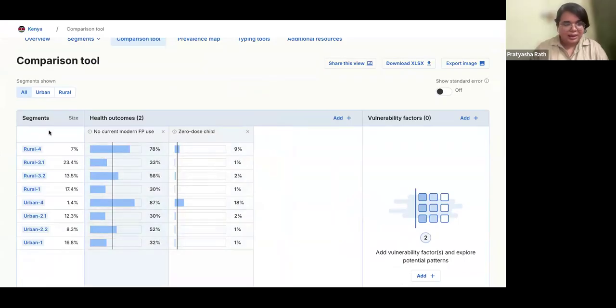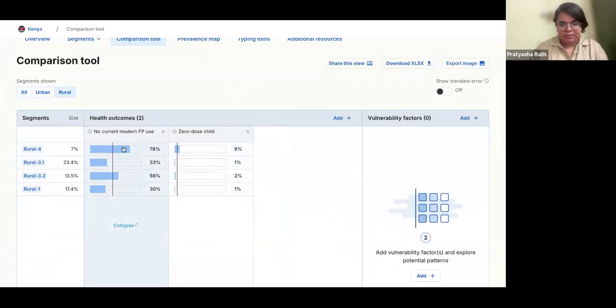And what you see is that if I just select the rural segments, there is a clear distinction between the zero dose prevalence between some of these segments and the family planning numbers that are coming up. Which gives us an indication that probably clinic access is not the problem. Maybe there are certain other reasons as to why this is happening.